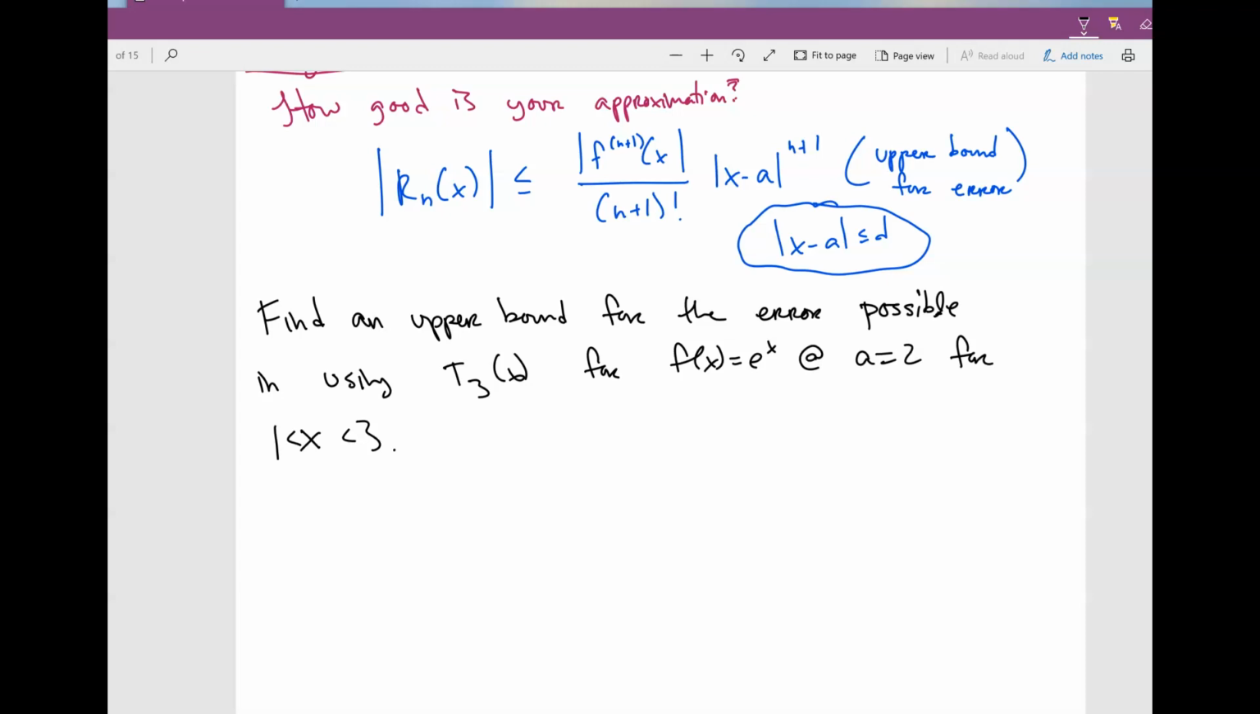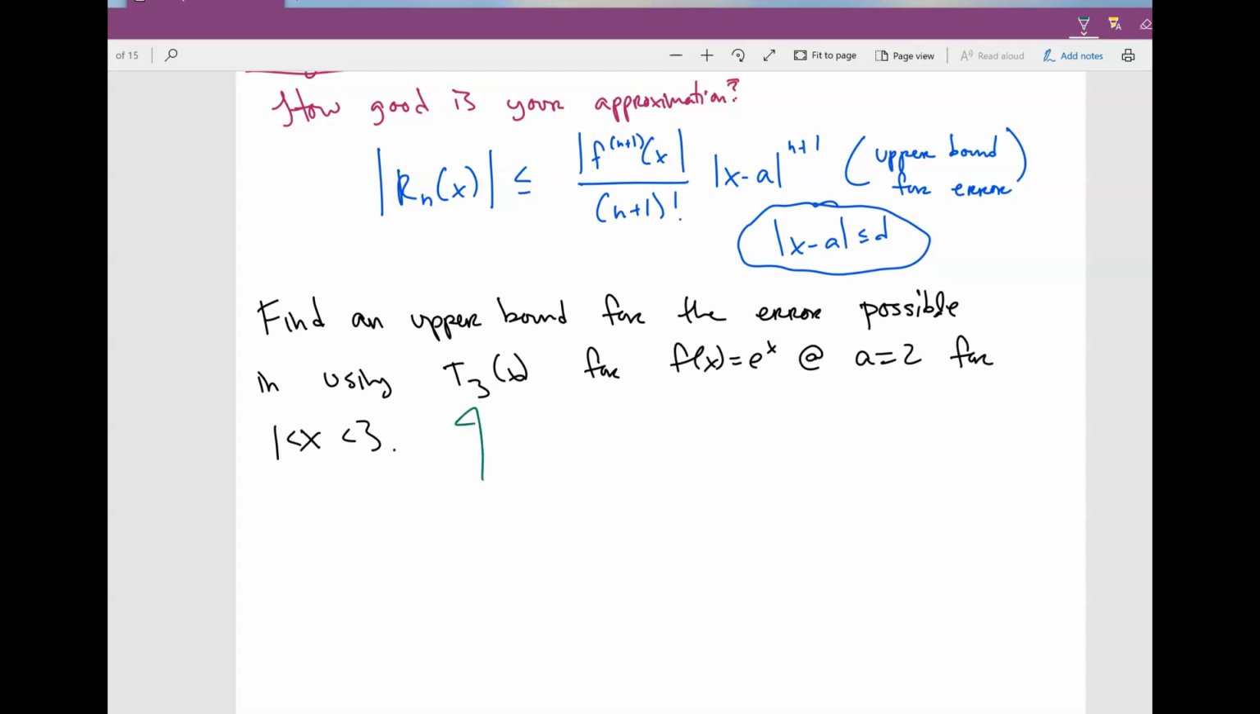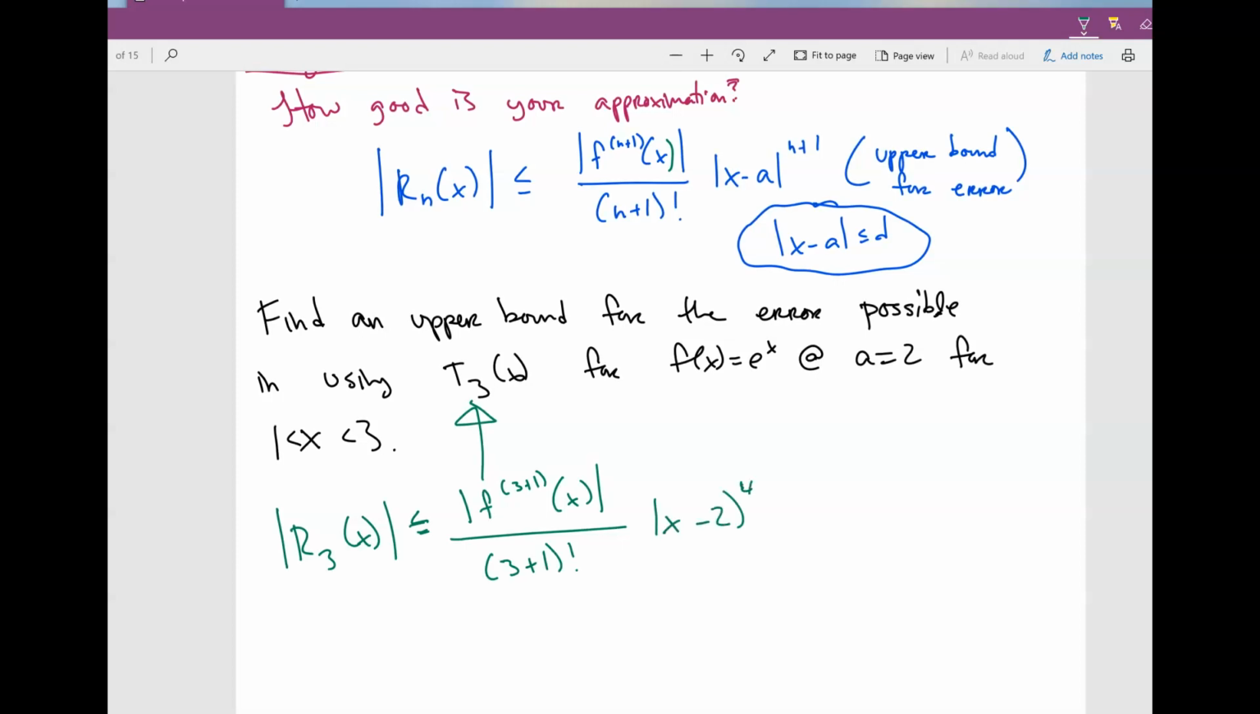In order to do that, notice that we've used a third degree polynomial, so we use T3 right here. But we don't want T3. If we want to find R sub 3 of x for any value between 1 and 3, we need to do a couple things. Well, n in this case is equal to 3, so I'm going to plug in 3 in all of these. So you're going to get less than or equal to the absolute value of f to the 3 plus 1 of x, divided by 3 plus 1 factorial, times x minus a, which is equal to 2, to the 4 plus 1.